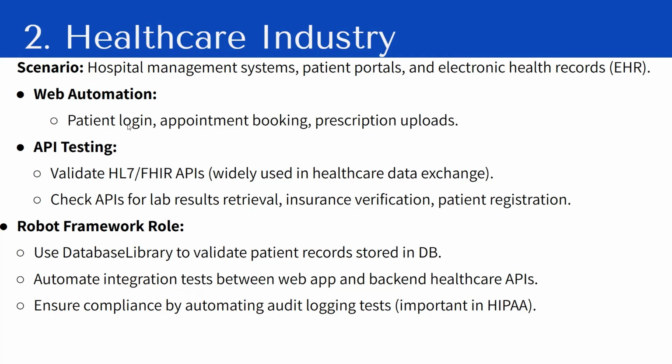In web automation, you have patient login, appointment bookings, these types of details. But right now we are focusing more on API testing, so I'll talk more about that. Robot Framework's role here is again the Database library to validate patient records in the database, and to automate and test the web and backend of healthcare using API, ensuring compliance by automating audit logging tests. So Robot Framework has its own role, API testing has its own role, and combining API testing and web application testing can be implemented in Robot Framework.